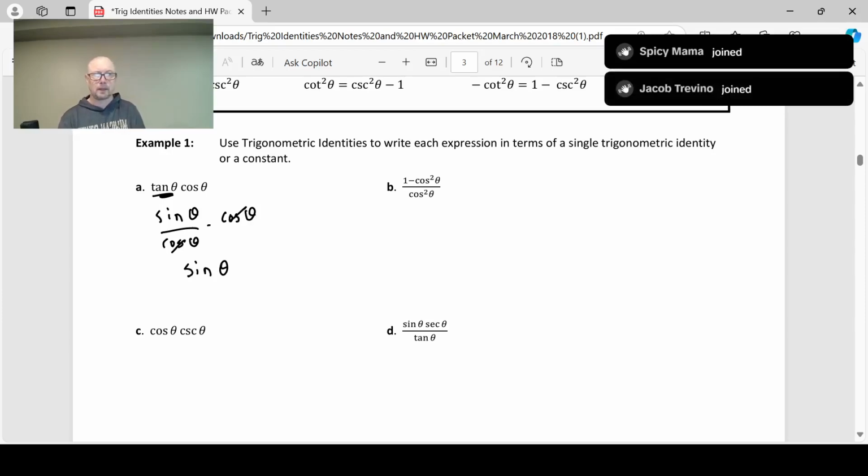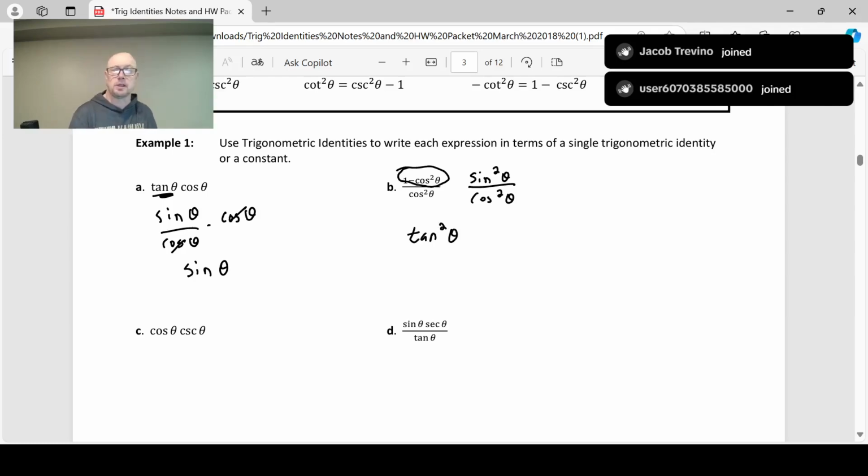All right. Okay, so in part B, I start to see some squares here. And if I look at the top here, I can see that that is a manipulation of the Pythagorean identity, and that's actually equal to sine squared theta. And if I divide that by cosine squared theta, sine over cosine is a quotient identity for tangent, so this would simplify to tangent squared theta.